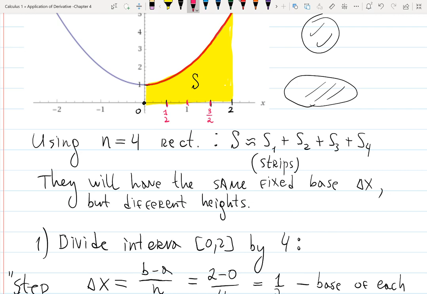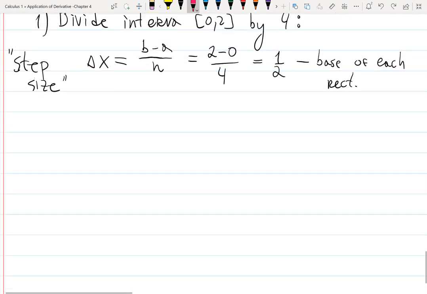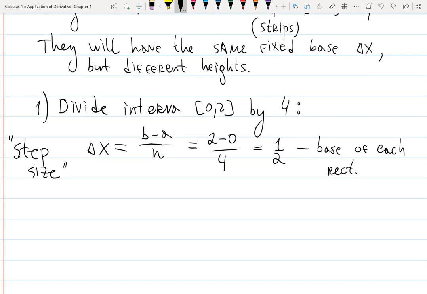So now we're going to be building rectangles. But what kind of rectangles? We just told you that they can be right endpoint, midpoint, or left endpoint. We're going to do all 3 cases for you right now to know how to proceed with your homework. Now, let's do A. Let's first use right endpoints.